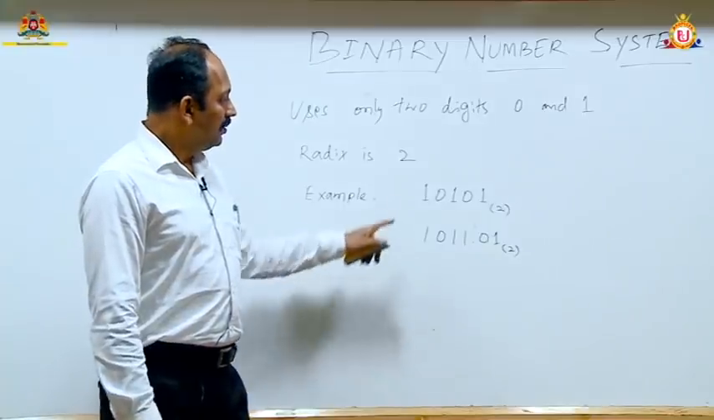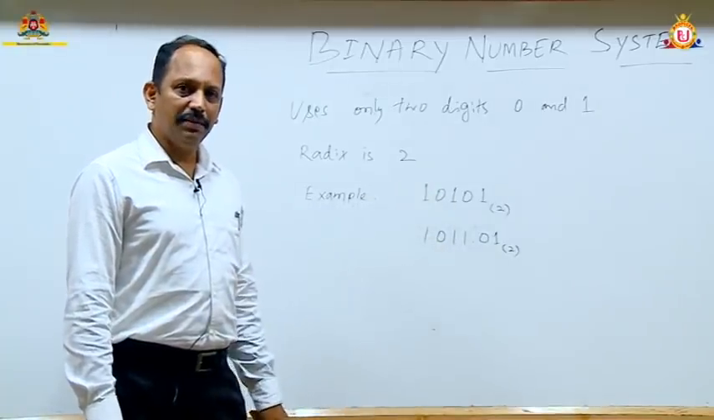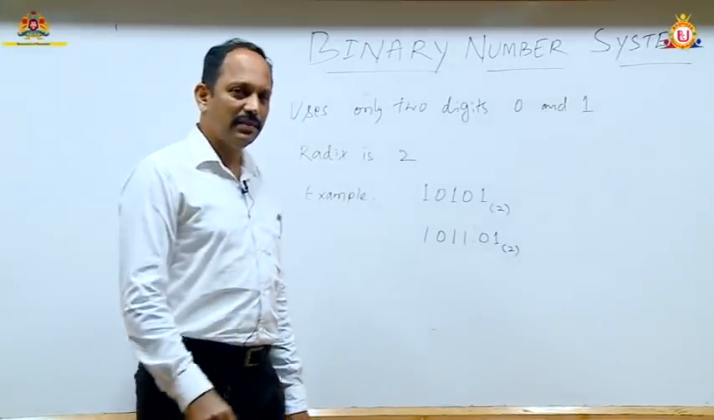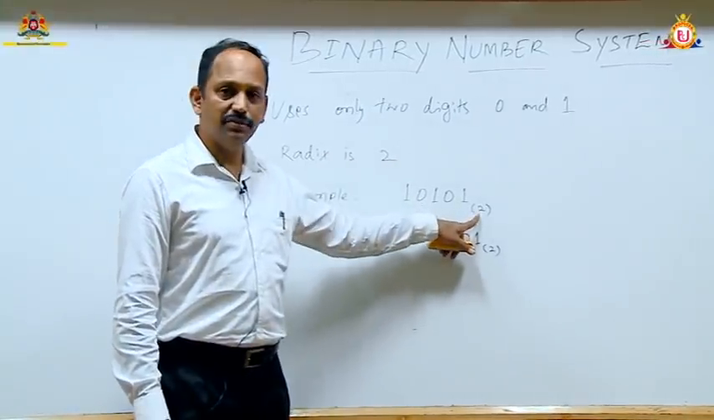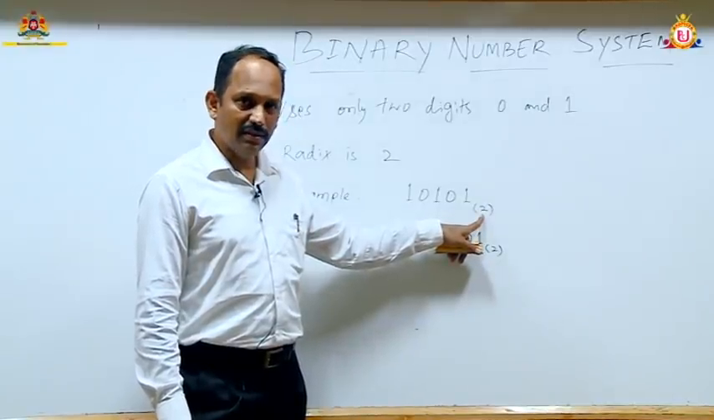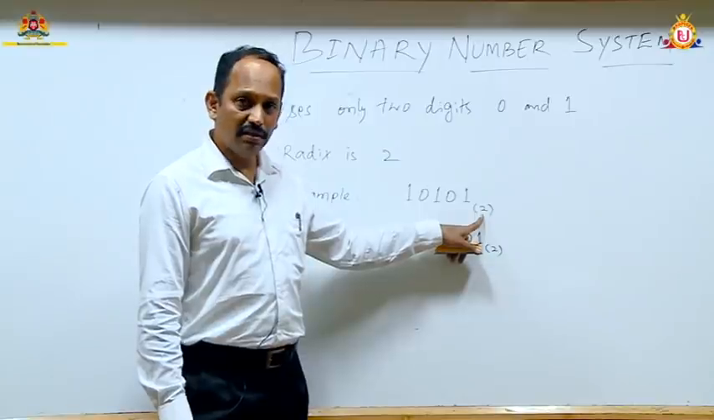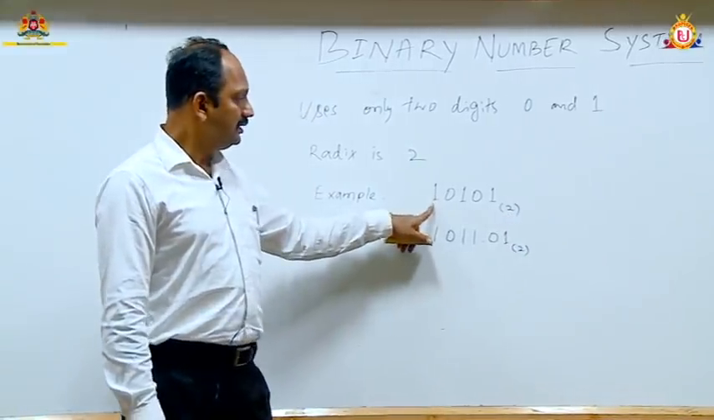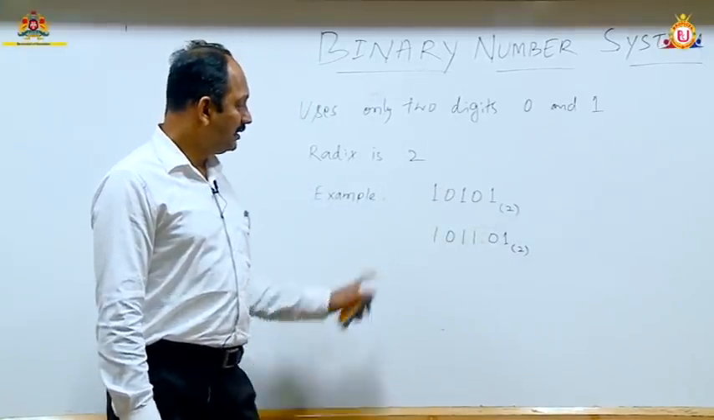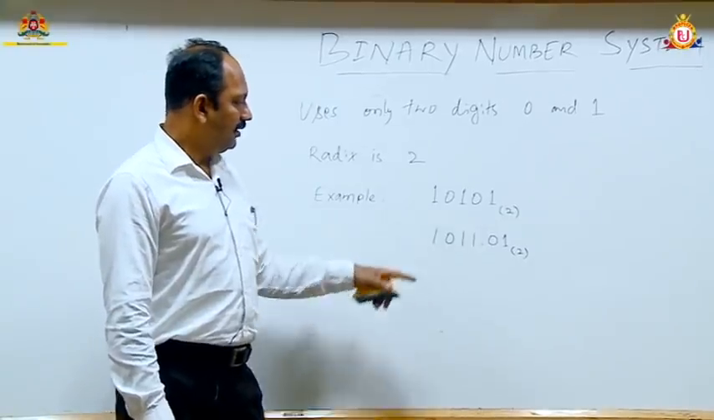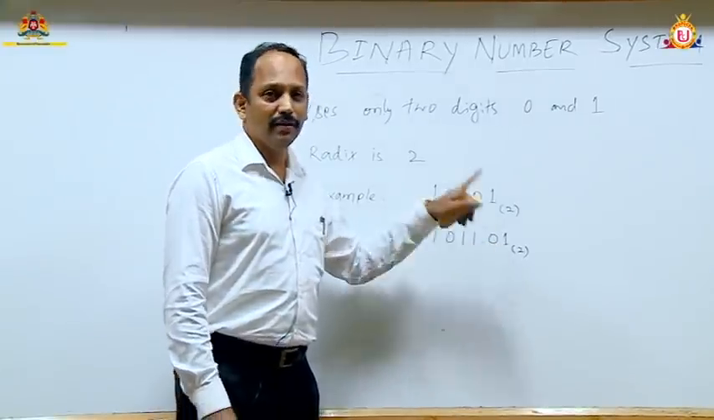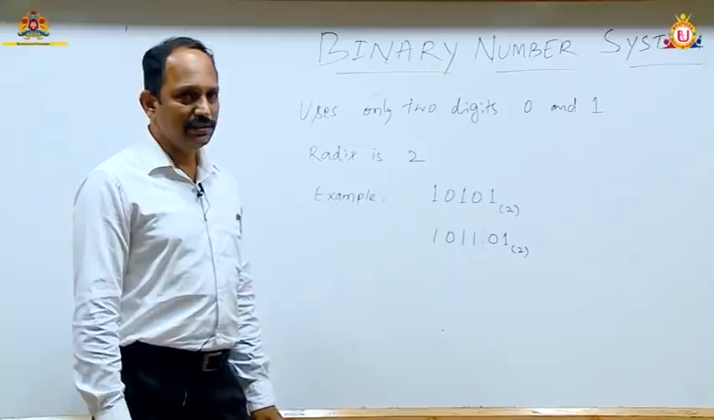Therefore, suppose the value is represented in binary number system, then the base of the number system should be mentioned. So the base of the number system is written at the bottom, at the subscript position of the last digit. So in this example, the value of the binary number is 10101. The second example is a different value, that is 1011.01. It is also a binary number system.